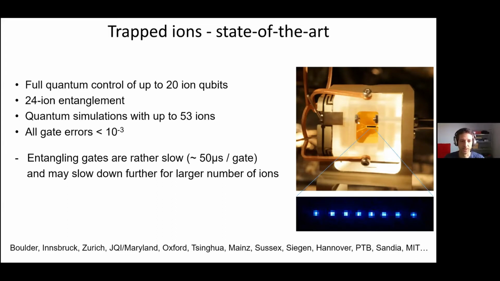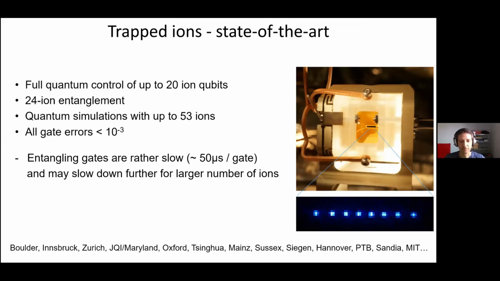Then 53 ion quantum simulations have been performed by JQI in Maryland, in Chris Monroe's group. And all gate errors, so single qubit operations and two-qubit operations, have been demonstrated below an error of 10 to the minus 3. Oxford and NIST in Boulder have done really high fidelity gates and have demonstrated errors smaller than 10 to the minus 3.